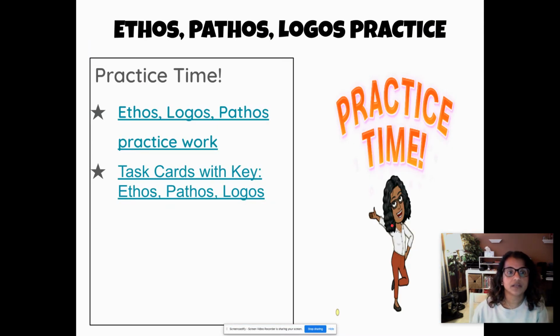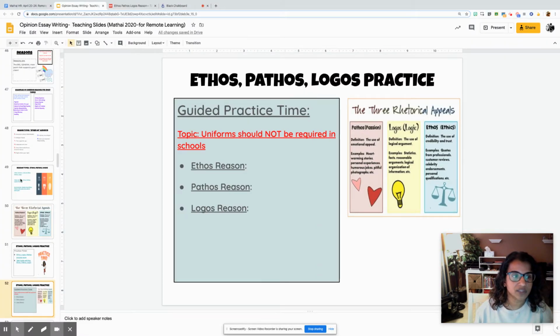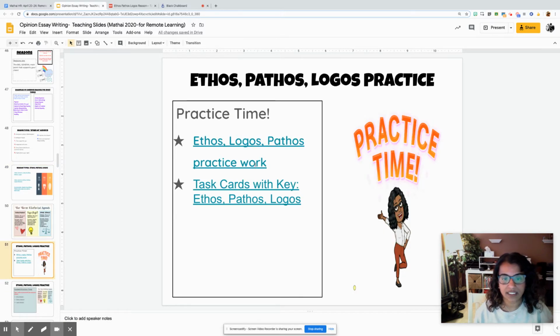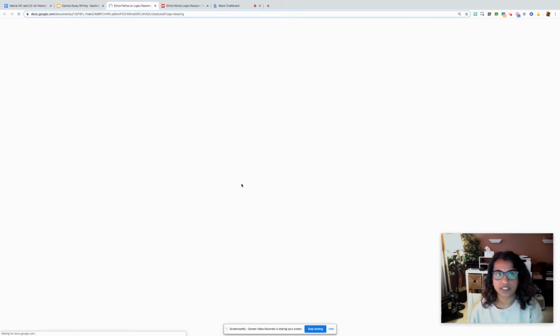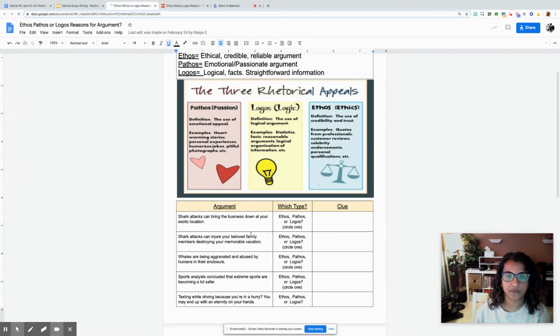Okay, so it's practice time. So what I'm going to have you do, and do this practice only if you need it, because we did do this practice in class, but I want to show you a couple of documents that you can use to practice. For example, if I said shark attacks can bring the business down at your exotic location, what type of argument is it?